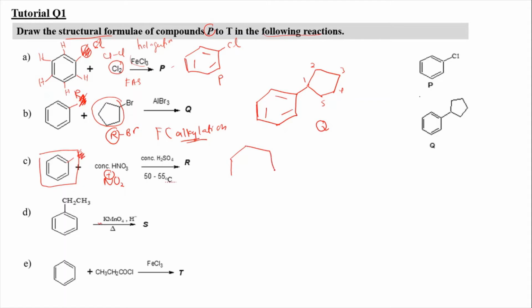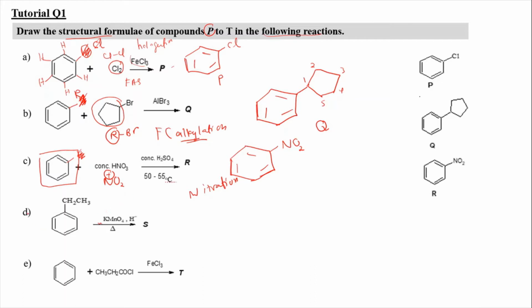So what you're going to get is a benzene ring, and the hydrogen here you change it with NO2. So this process here is known as nitration. Pasal kita menambahkan nitro group. So it's going to be nitration.